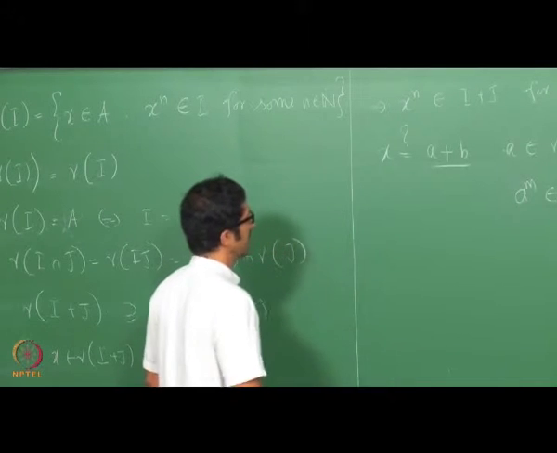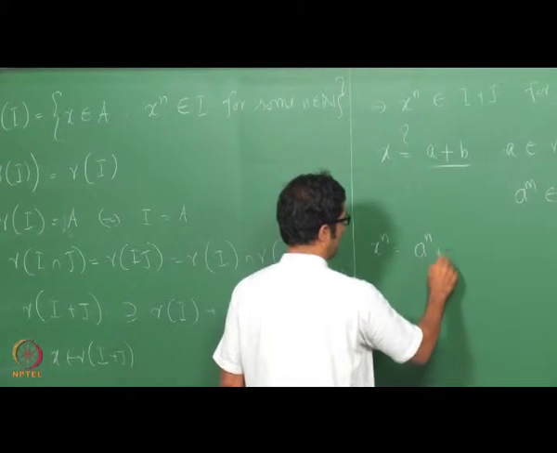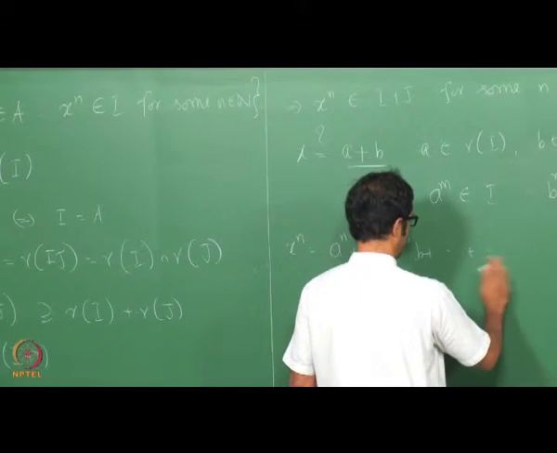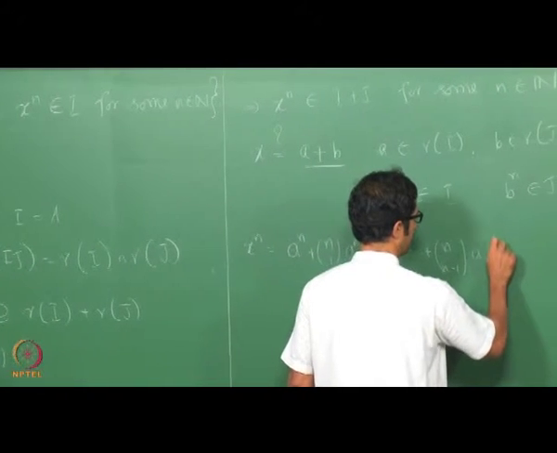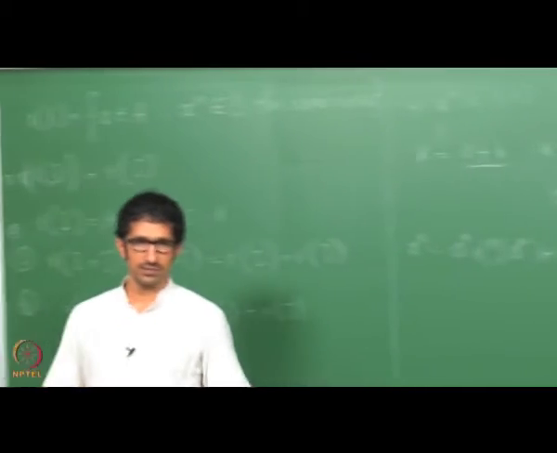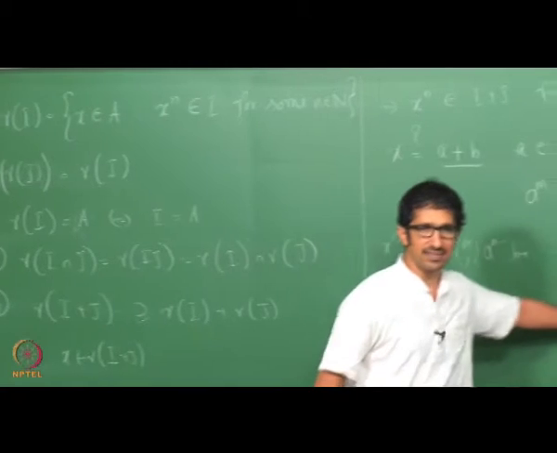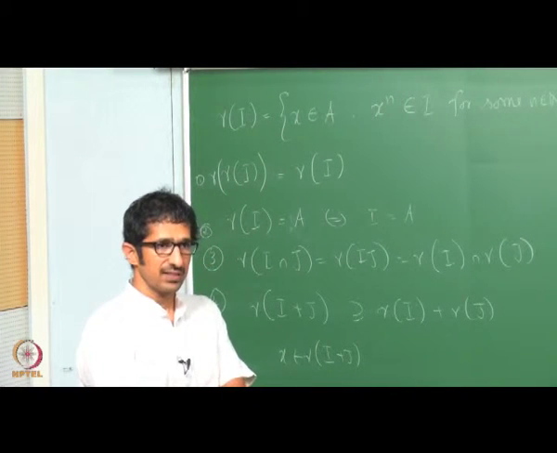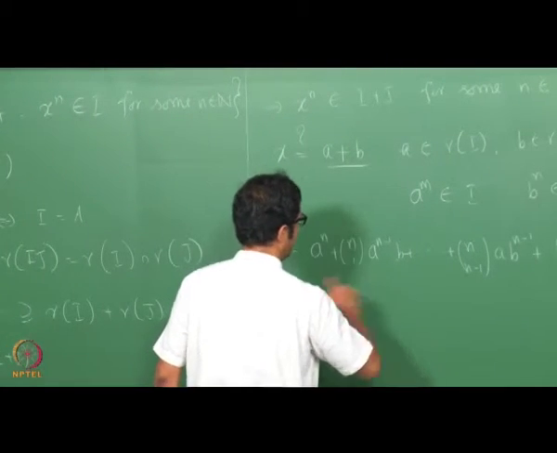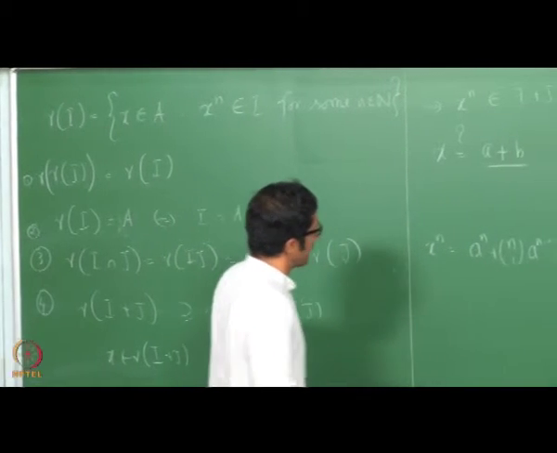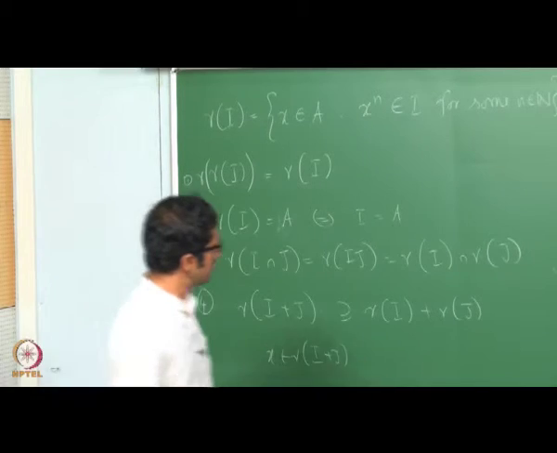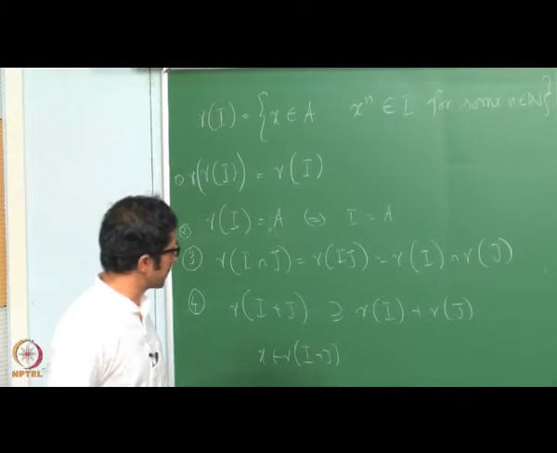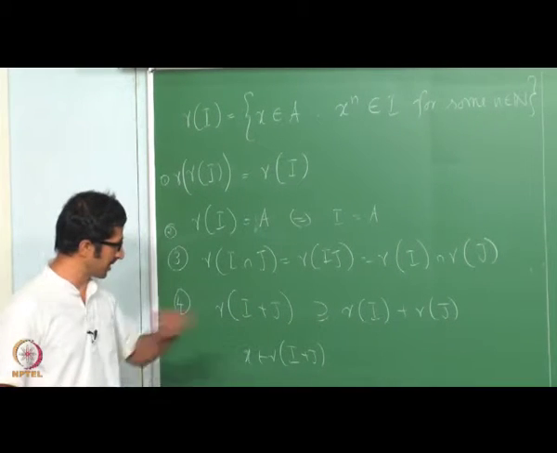Suppose you write something like this. What is x^n? x^n is a^n plus n choose 1 a^(n-1) b, and so on, again n choose n minus 1 a b^(n-1), plus b^n. Now, this does not really seem to be in this form, right? I mean, it does not lead anywhere. It is not clear, we do not have a direct approach. So, let us try to modify, what are the other possibilities.